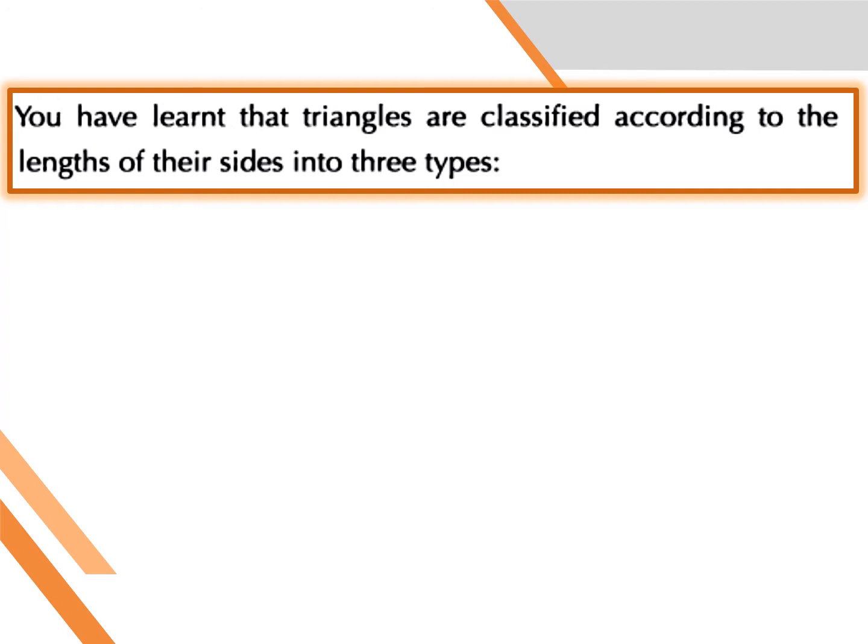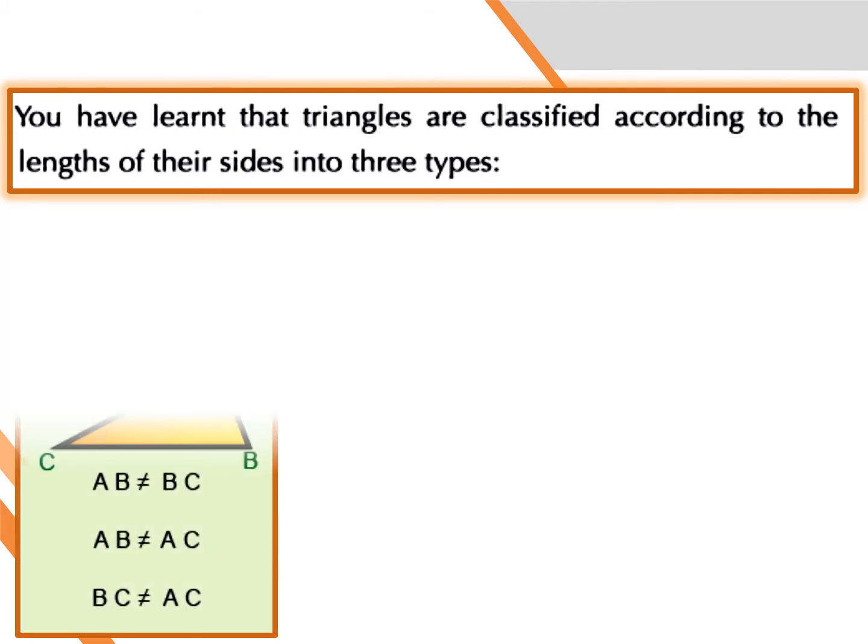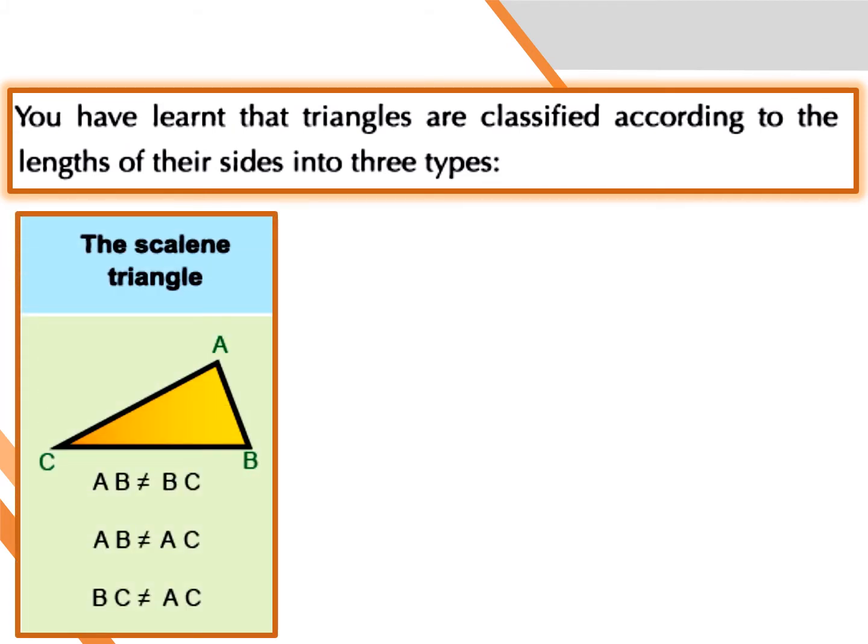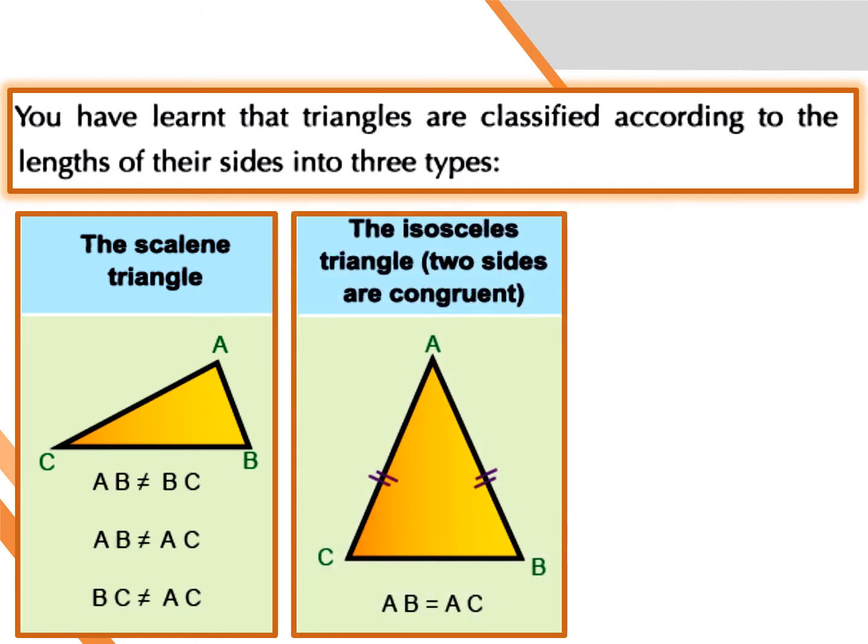You have learned that triangles are classified according to the length of their sides into three types. We studied them before. Number one, the scalene triangle. What is the meaning of a scalene triangle? Three sides are different. So AB is not equal to BC, AB is not equal to AC, and BC is not equal to AC. So three sides are different.